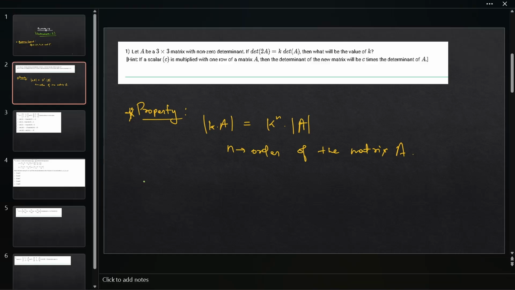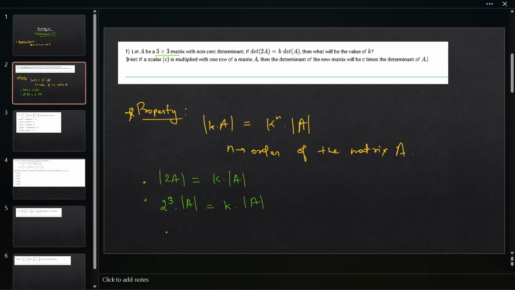Now, let's come to the question now. In the question, it is given the determinant of 2A is equal to K times determinant of A. Now here, if we use this property on 2A, it would become 2 to the power N times determinant of A is equal to K times determinant of A. And what was N? N was the order of the matrix, and it is given to us that A is a 3 cross 3 matrix. So instead of N, I should write 3 over here.